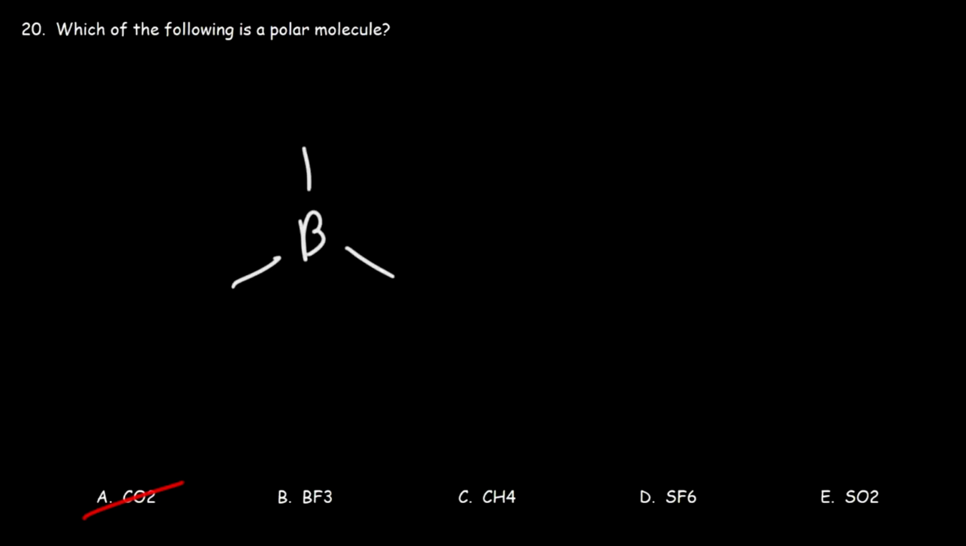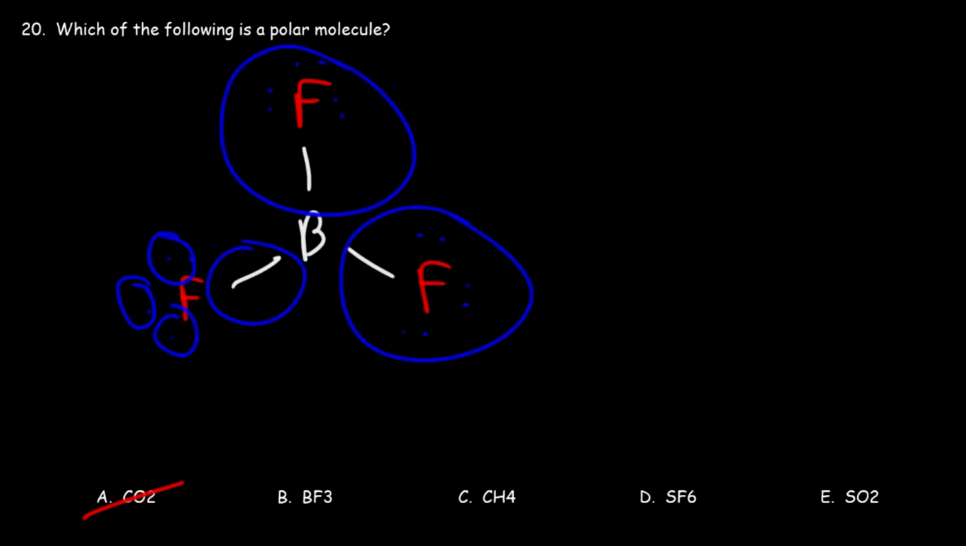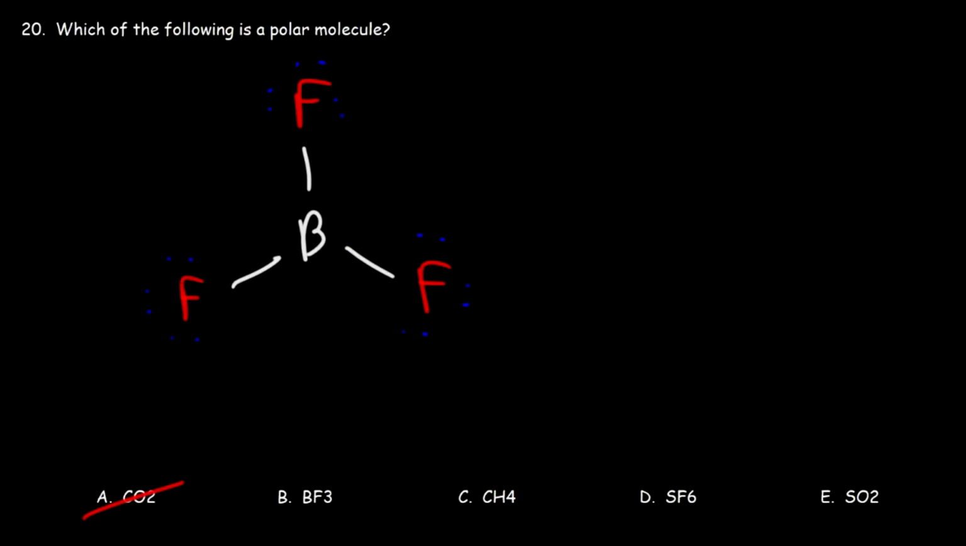The Lewis structure for BF3 looks like this. Each fluorine atom will have 3 lone pairs. So this is 2, 4, 6, 8 electrons. This is another 8 electrons, that's 8. So we have a total of 24 electrons. Thus, there's no lone pairs on the boron atom. Now, fluorine is more electronegative than boron. So fluorine will carry the partial negative charge. Boron will carry the partial positive charge. So drawing the dipole moment, it's going to look like this.